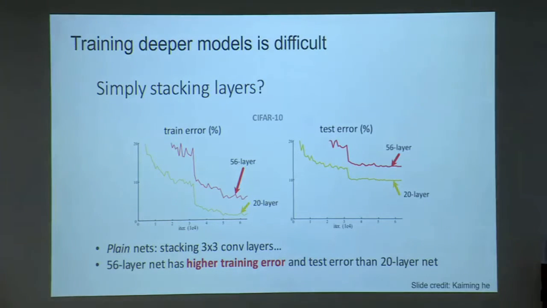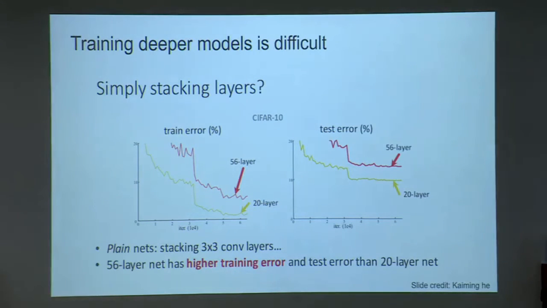If we just simply stack layer after layer of 3 by 3 convolution, that's not going to help, because here is one simulation. This is a 20 layer network, and this is the training error it is showing. It should decrease with iterations. What is found is that if I use a 56 layer network, the training error is larger than the training error of the 20 layer network. And this is the corresponding testing error. This is 20 layer, and 56 layer is again higher.